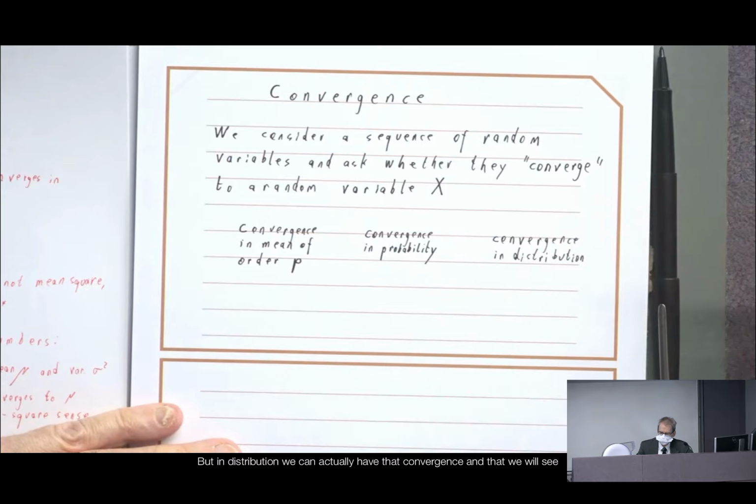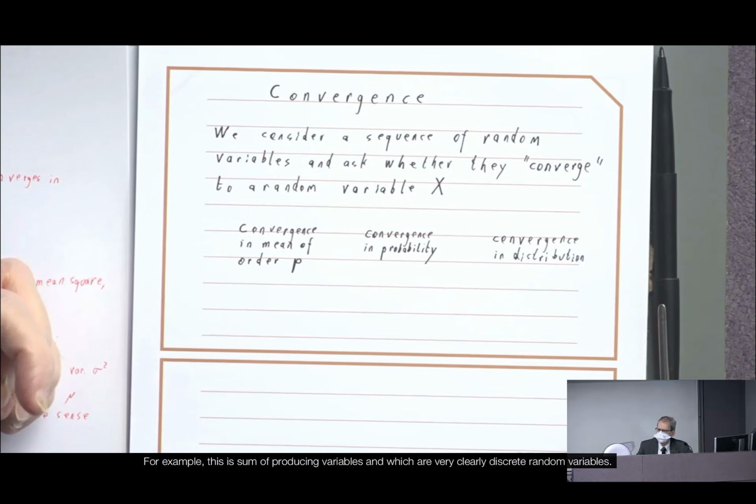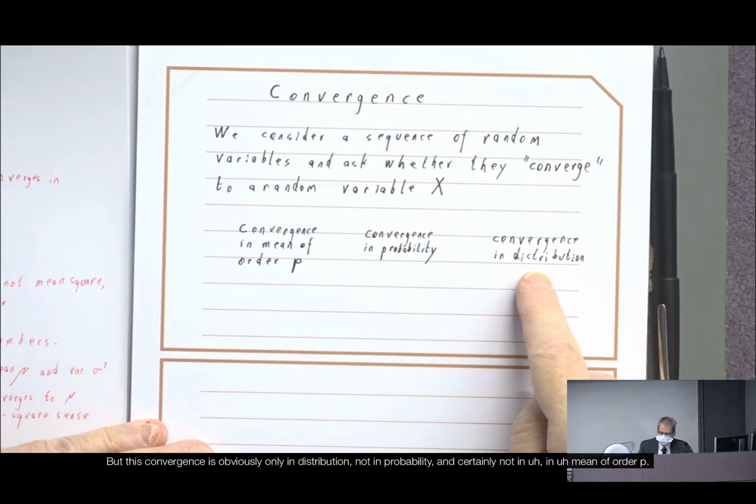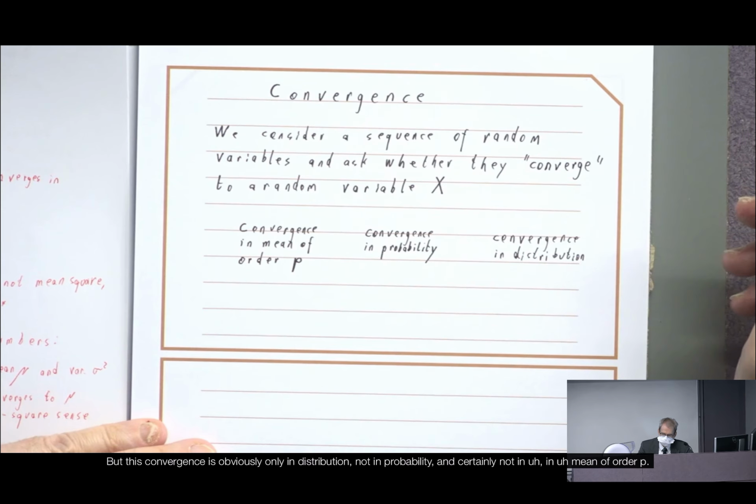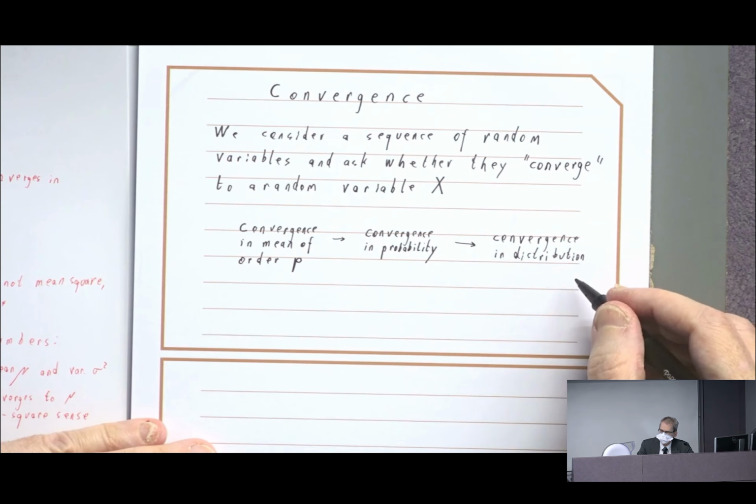And we will see this later on when we come to the central limit theorem, that you can have, for example, a sum of Bernoulli variables, which are very clearly discrete random variables, and the sum of n such Bernoulli variables, as n goes to infinity, converges to a Gaussian. But this convergence is obviously only in distribution, not in probability, and certainly not in mean of order p. So that's why we have these three different convergences.